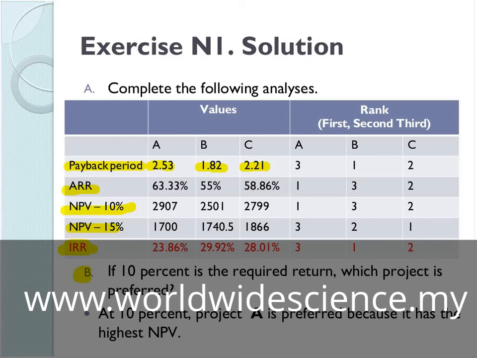For the ARR, the average profit that we are generating each year for project A is 63.3%. For project B it is 55%, and for project C it is 58.86%.